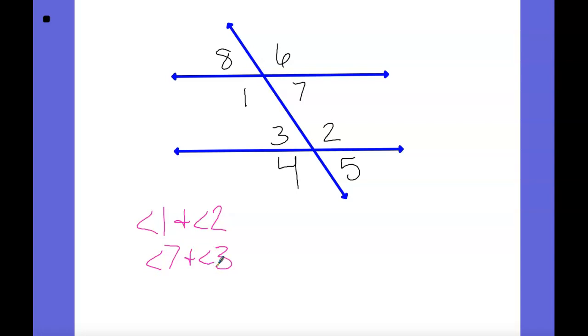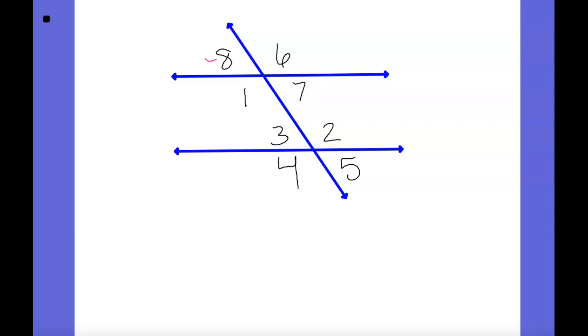Questions? Okay, alternate exterior, corresponding's next. Corresponding means that they're in matching corners. So what did you have for corresponding, Dolan? Angle 4 and angle 8. Okay, this one's on top. Is this one on top? So are they corresponding? Nope. So Dalton, what one is corresponding to angle 8? 8 and 6. Are they on the same side? No. Nope, so that one doesn't work. They have to be on the same side and in matching corners.